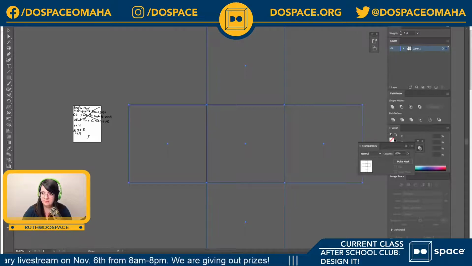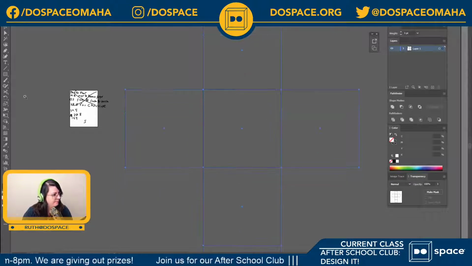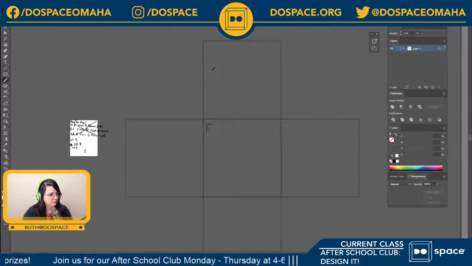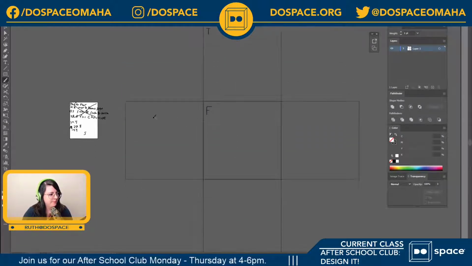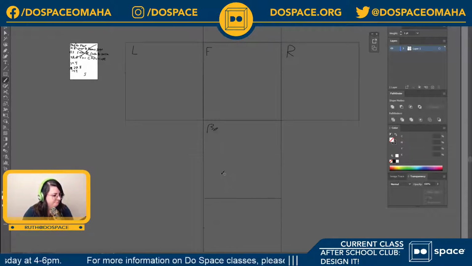Okay, now I have to think about which side is what. I'm going to go over here and look at my chart. So I need to think about what side is what. I'm just going to draw on there. I'm going to say this is my front. That's my top. Left, right, back. No, that's actually bottom. Bottom. This is back.